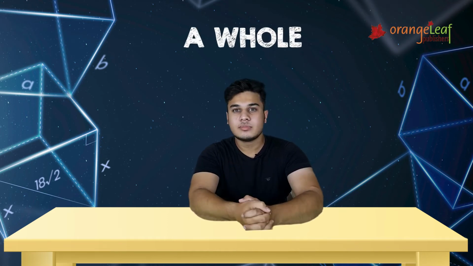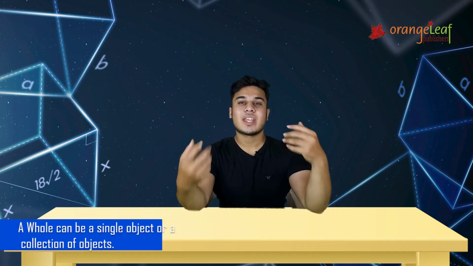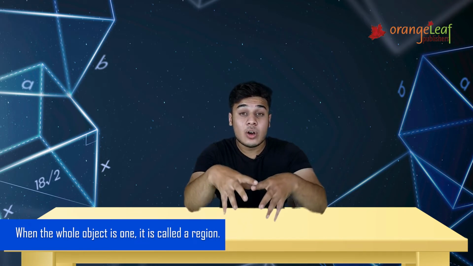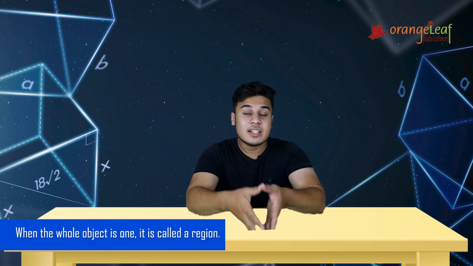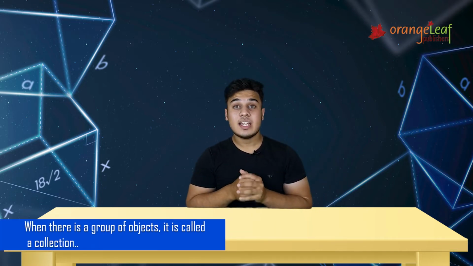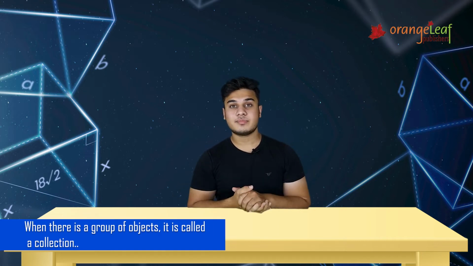So here is something to warm up before we get into the lesson. A whole. What's a whole? A whole is a singular object or a collection of objects. Now, if a whole is one single object, then it is called a region. But when a whole is a group of objects, then it is called a collection.